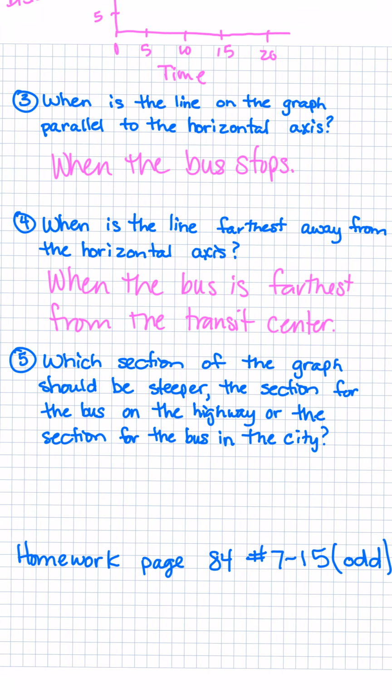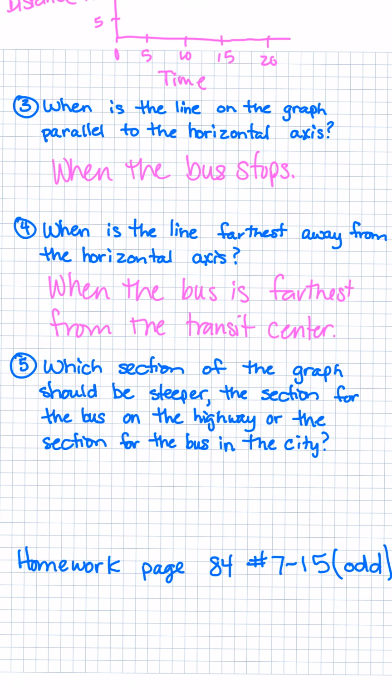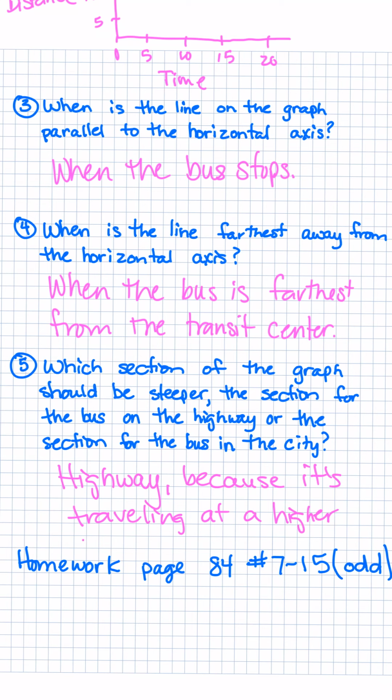Okay, which section of the graph should be steeper? The section for the bus on the highway or the section for the bus in the city? So it said that it was going 50 miles per hour on the highway. So to me that means that it's going farther away faster. So the highway would be the correct answer, because it's traveling at a higher rate of speed.